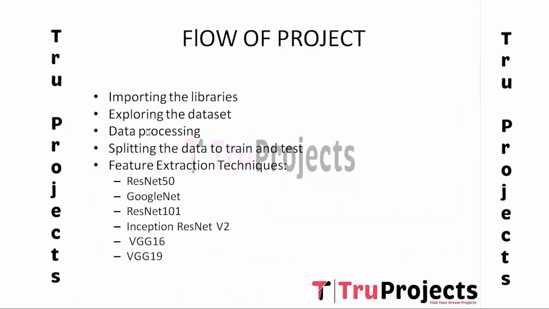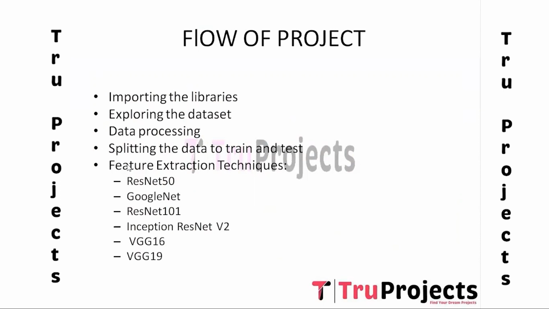The third step is data pre-processing. Before extracting the features, the images need to undergo pre-processing, which includes resizing and normalization, to make them compatible with the deep learning models. The fourth step is splitting the data into train and test. The dataset is divided into training and testing sets to train the model and evaluate the performance accurately. And the fifth step is the feature extraction technique.